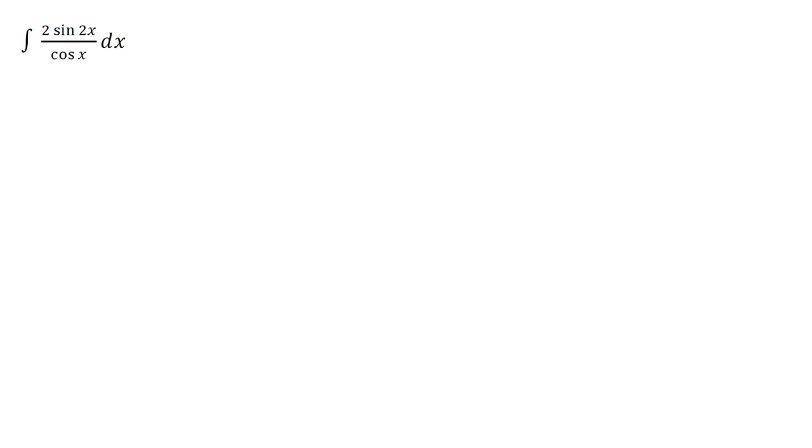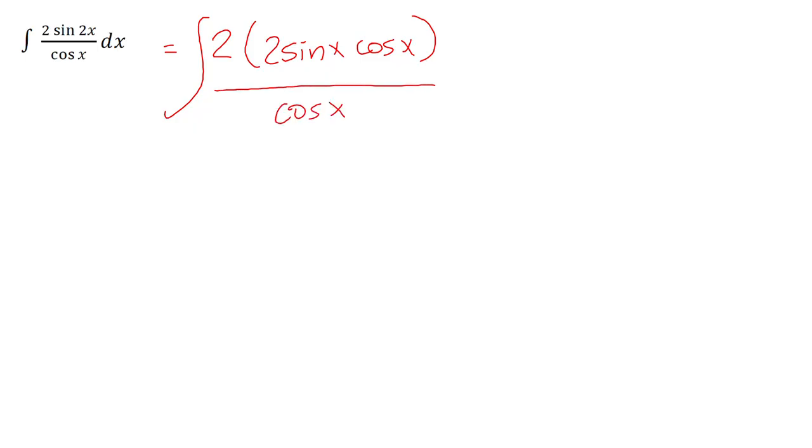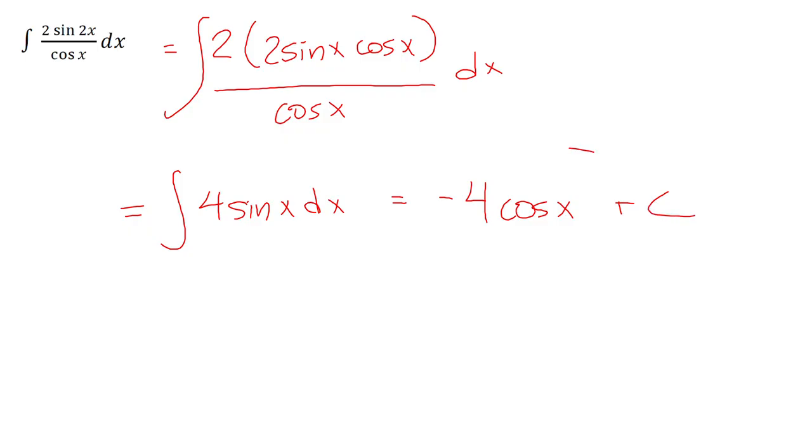All right, here we got 2 sine 2x over cosine x. Another one that's going to need to be manipulated. So we'll use the double angle identity, right? That sine 2x is the same as 2 sine x cosine x. And now I can cancel out those cosines, and I really am just looking at the integral of 4 sine x dx. Well, the integral of sine x is negative cosine x, so this should just be negative 4 cosine x. Plus, of course, our constant.